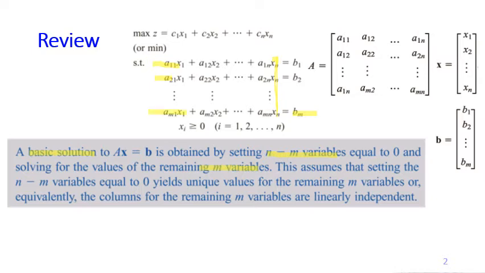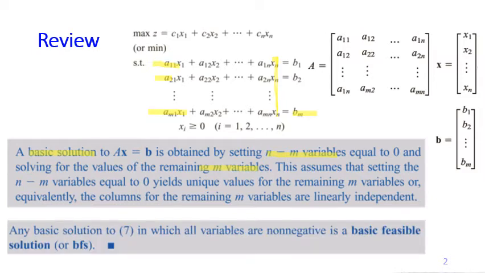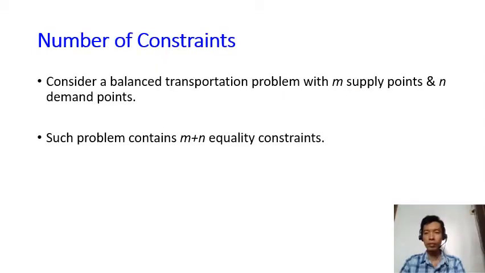So the point here is that in the basic variables, we have the same number of variables as the number of constraints that we have. And furthermore, if the values of all basic variables are non-negative, it means that we have a basic feasible solution, or a BFS.